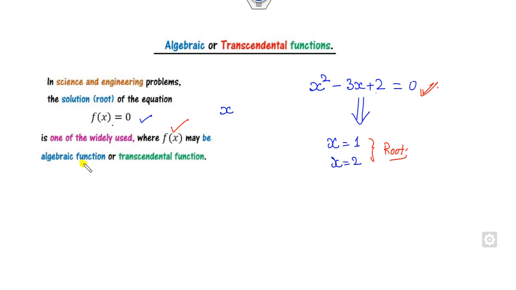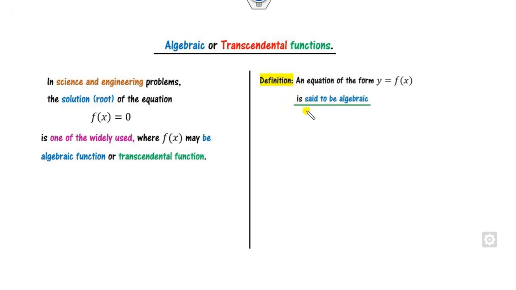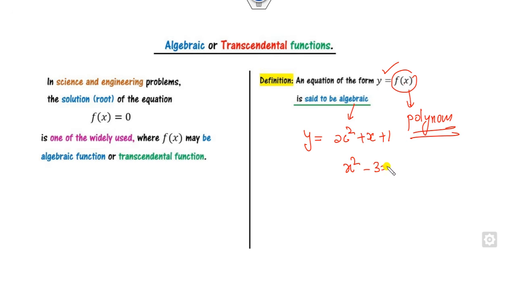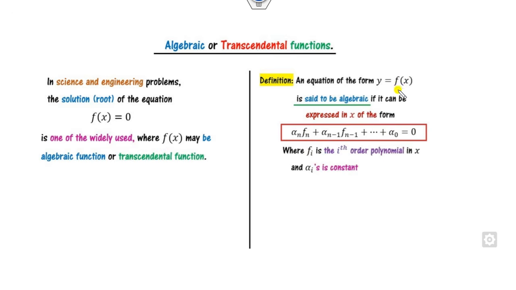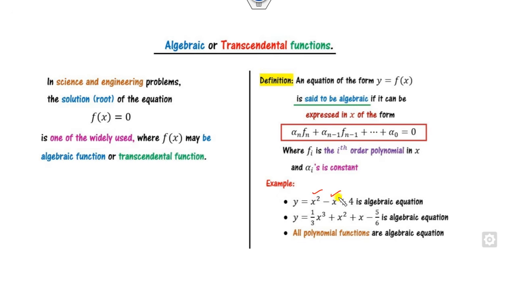Here f(x) may be an algebraic function or a transcendental function. What is the meaning of these two kinds of functions? Any function y = f(x) is said to be algebraic if you can write this f(x) in terms of a polynomial, like x square plus x plus 1, or x square minus 3x plus 7 by 4. This is a polynomial function. Or you can say if you write f(x) in terms of the f_i's, where the f_i's are ith order polynomials, then this is the algebraic equation. This is the polynomial algebraic equation.